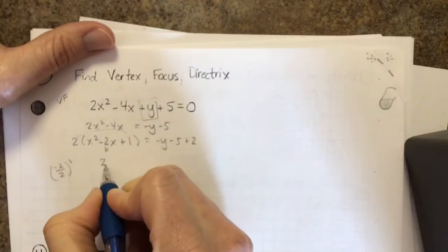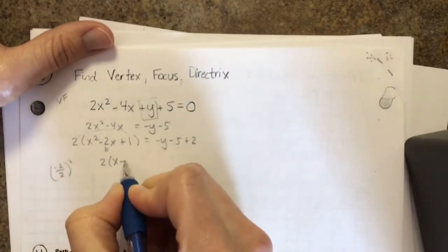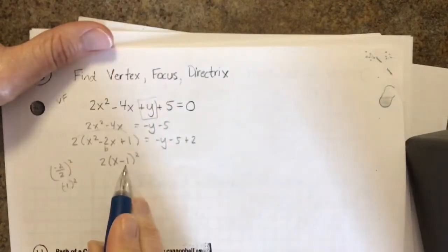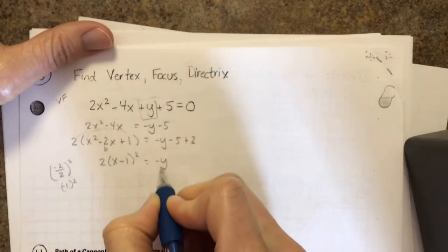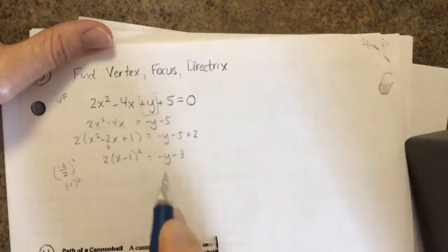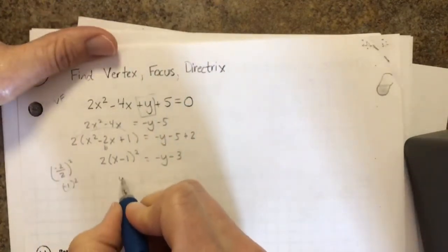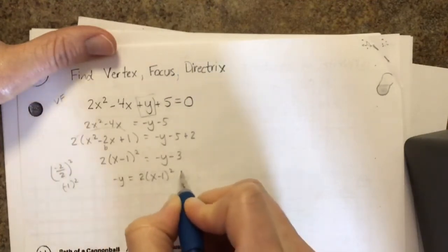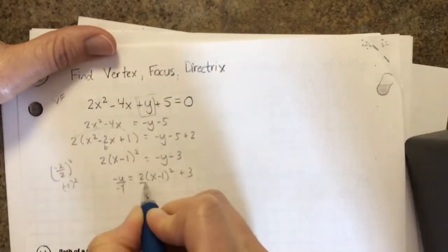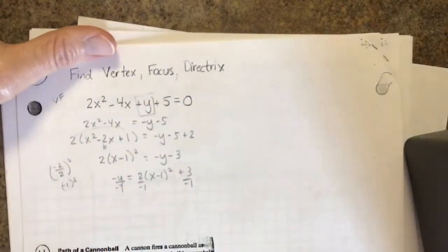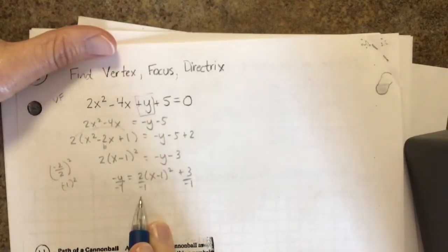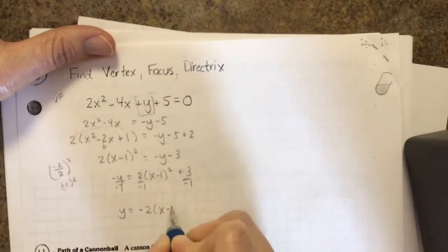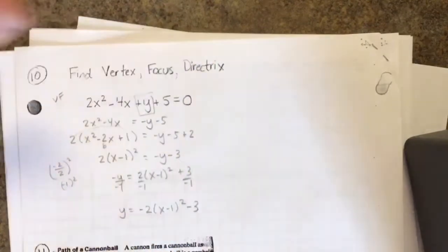Right. And I'm gonna write this as 2, and the quantity x minus 1 squared. This is -1, that goes in here, equals -y, looks like -3. All right, now I'm gonna solve for y, 2 steps. I'm gonna add 3, -y equals 2. Add 3, and divide by -1. Okay. So I get y equals -2, parenthesis x minus 1, parenthesis squared, minus 3.